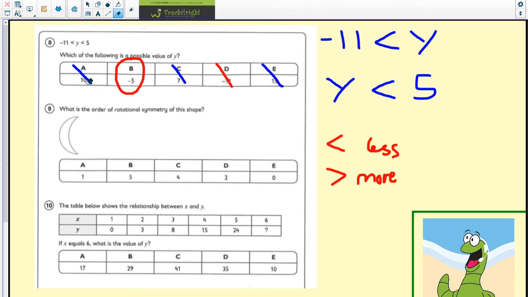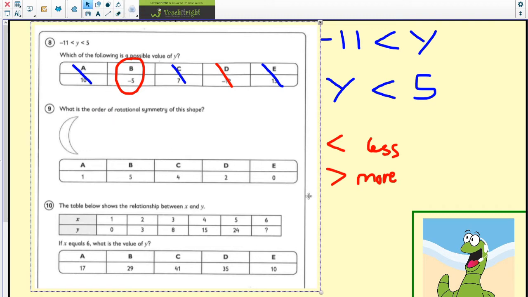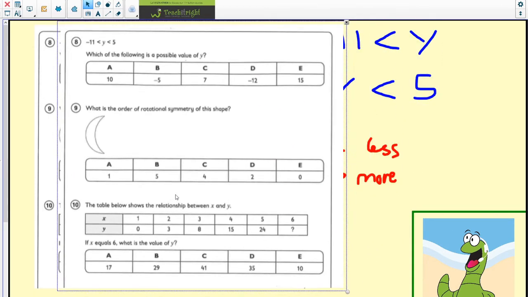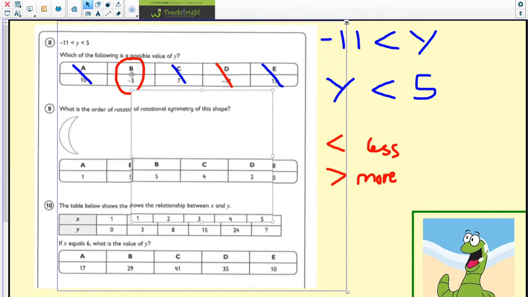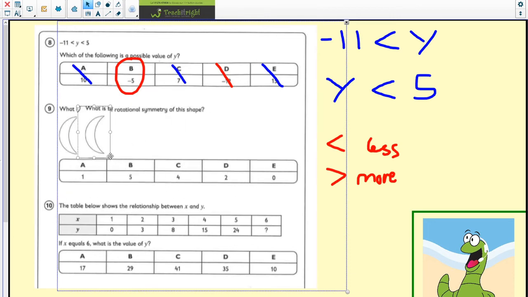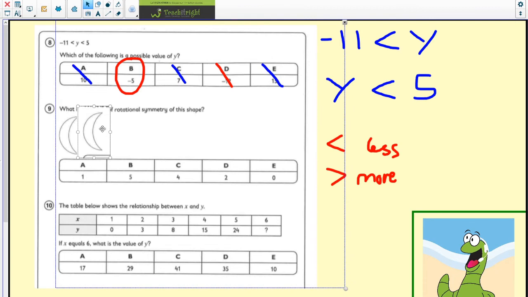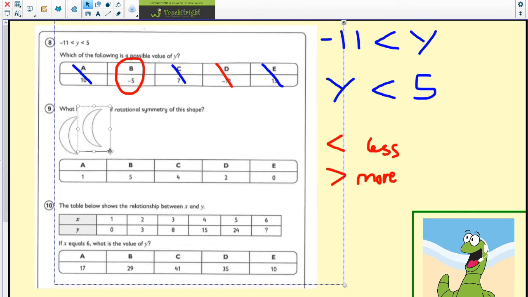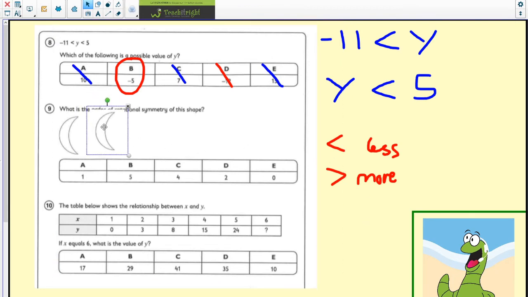What is the order of rotational symmetry of this shape? Cool question. Well, let's see if I can show you. So I made a copy, and I'm just going to hide everything but what we need. So we just need to see the little circle. So an order of rotational symmetry is when you rotate it and it becomes the same shape again. So if I start rotating this, how many times does it match the shape behind it?